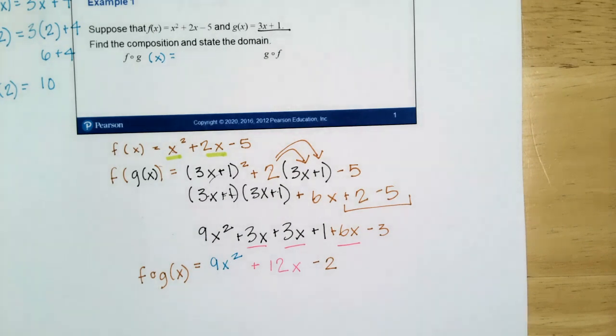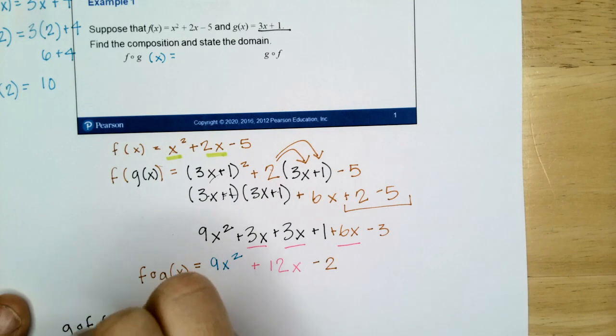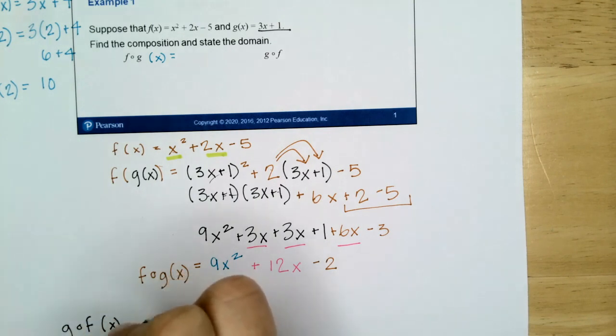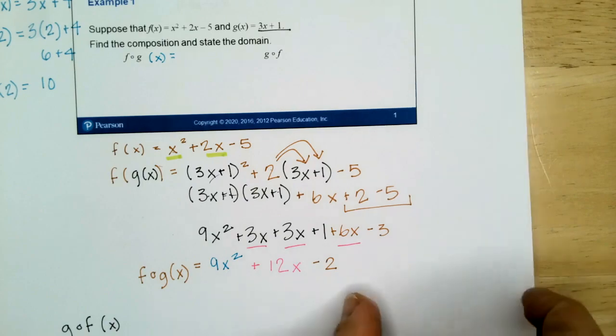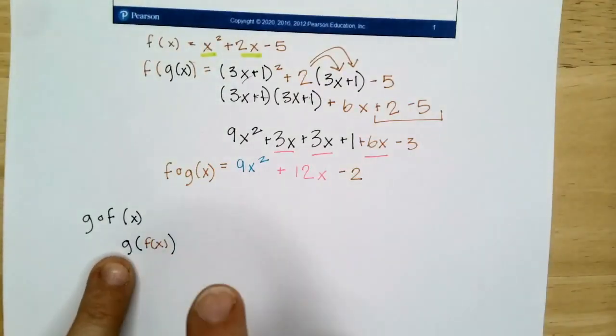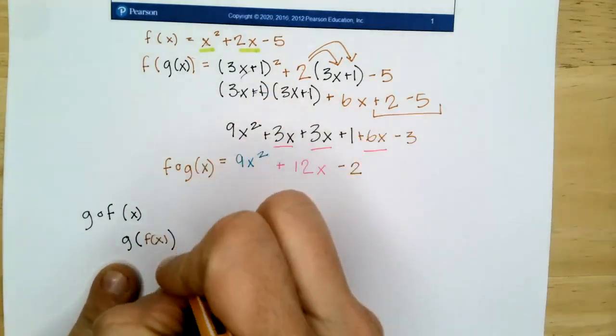Good. We found it by substituting the g of x into the f of x. The second one asks us to find g of f of x. Oops. G of f of x is going to be g of f of x. Oops, you couldn't see that. I apologize. So now, instead of starting with f and substituting in g, we're going to start with g.